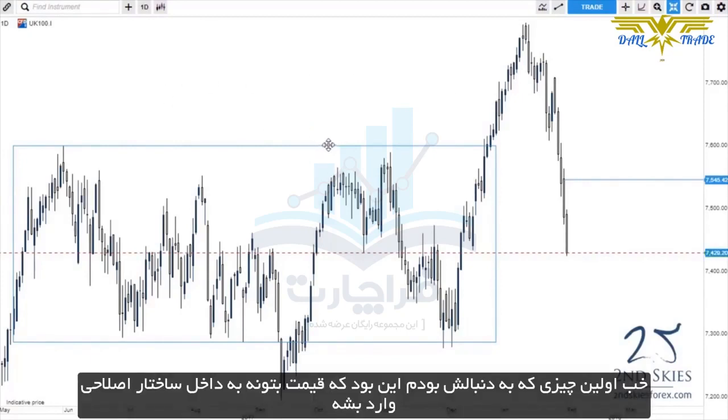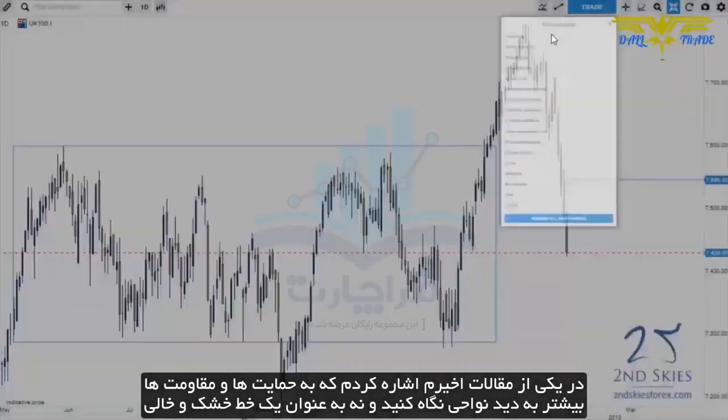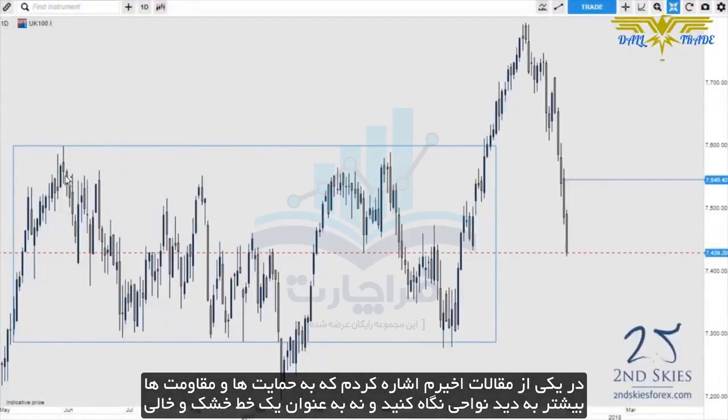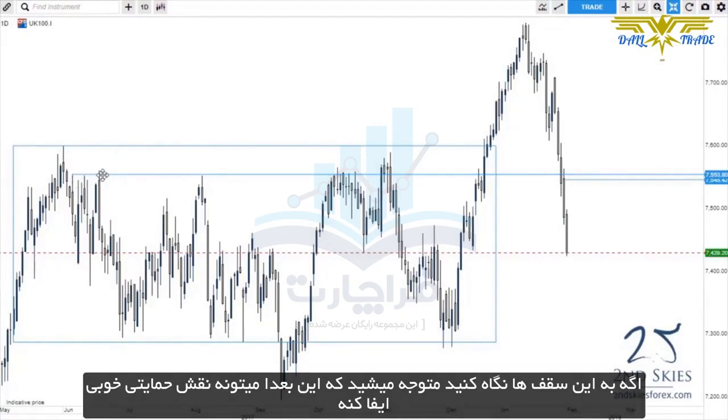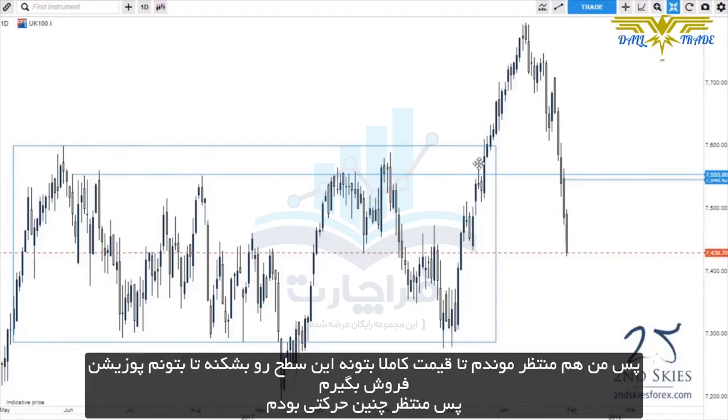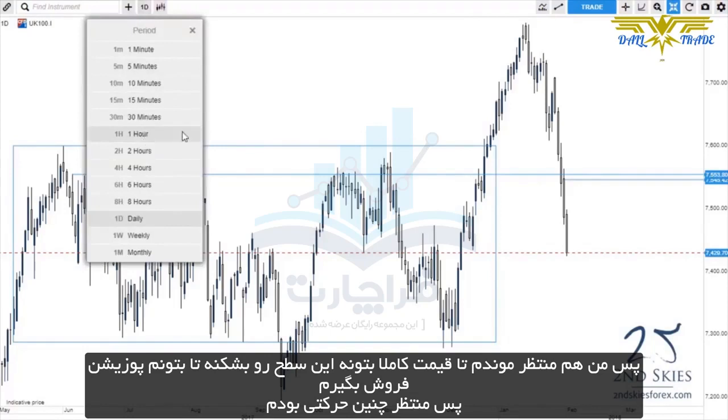So the first thing I'm looking for is a break inside the structure, which we got. However, I've talked about in my last article how support and resistance is really more of a zone than a single line in the sand. When you look at these peaks here, here, and here, you see that this is a support zone. So I really would want the market to clear this zone before I look to get short. That's what I was looking for.